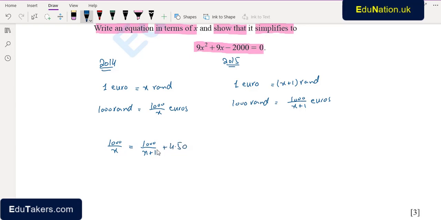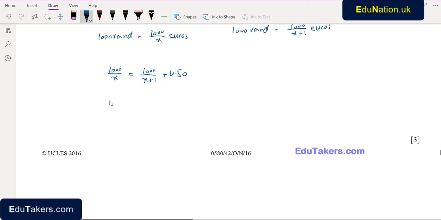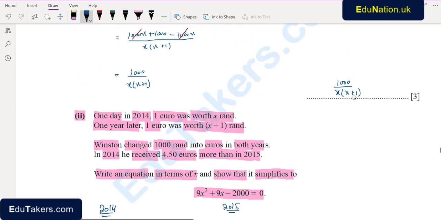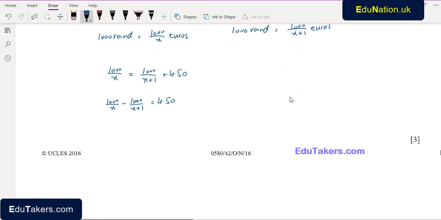Now we have to simplify this equation to 9x square plus 9x minus 2000 equals 0. So 1000 over x minus 1000 over x plus 1 equals 4.50. This side simplifies to 1000 over x into x plus 1. So 1000 over x into x plus 1 equals 4.50.